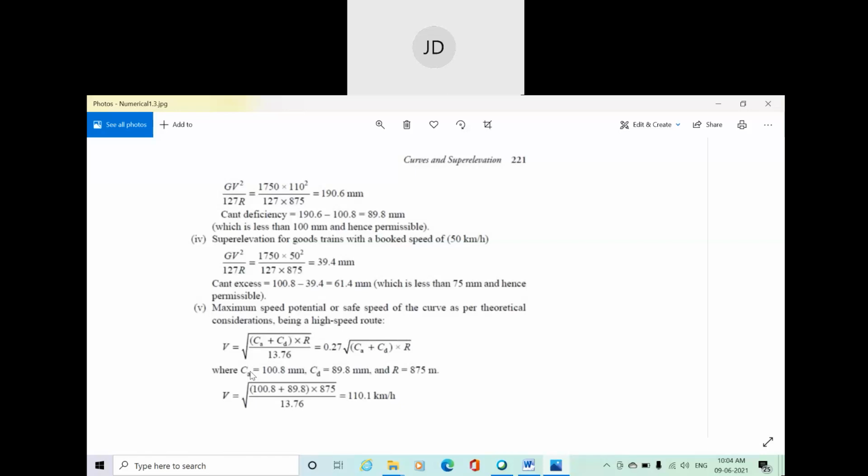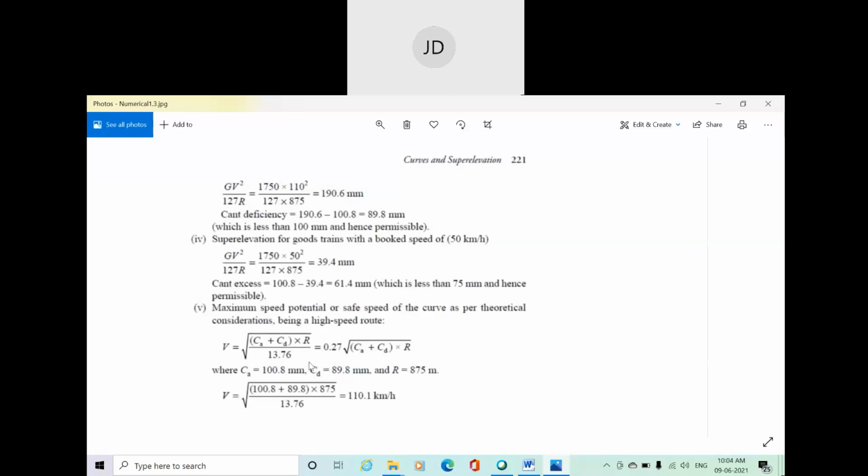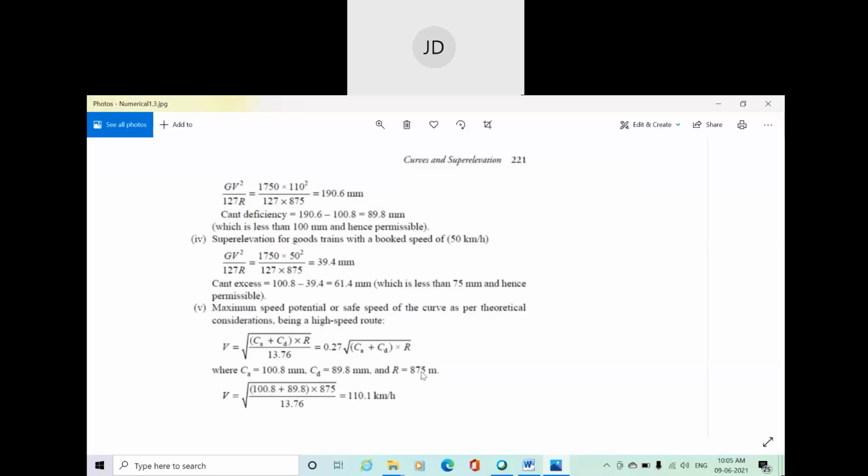So in this formula, we have already derived the value of cant deficiency. Actual cant is 100.8 millimeter. Fine. Cant deficiency is 89.8. Okay, and what is the radius of the curve? 875 meter. Okay. So using this formula, you just find out the maximum speed of the train.